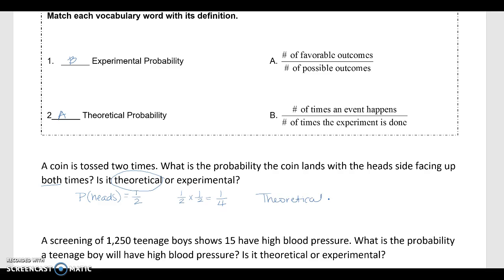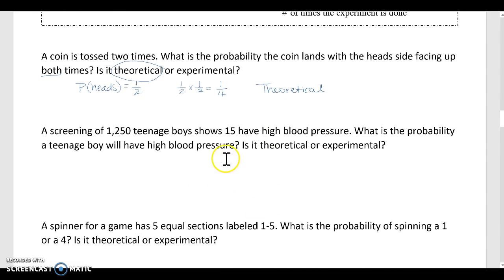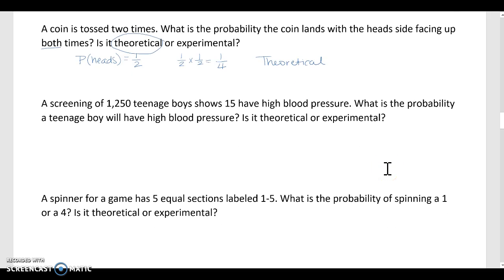All right, next one says, a screening of 1,250 teenage boys shows 15 have high blood pressure. What's the probability that a boy will have high blood pressure? Okay, so we want the number with high blood pressure, so 15 over the total, 1,250. And then they want to know if it's theoretical or experimental, okay?